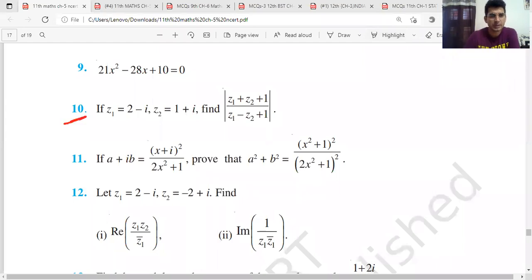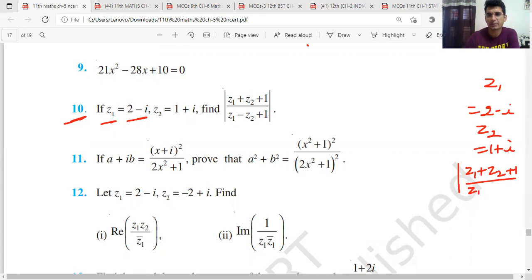Next question is question number 10. If z1 is equal to 2 minus iota, so value of z1 is equal to 2 minus iota, and z2 is equal to 1 plus iota. What we have to find? We have to find the value of modulus of z1 plus z2 plus 1 upon z1 minus z2 plus 1. That's what we have to compute.